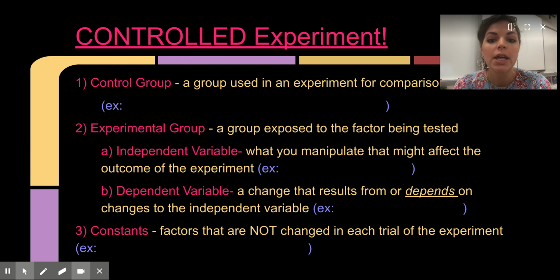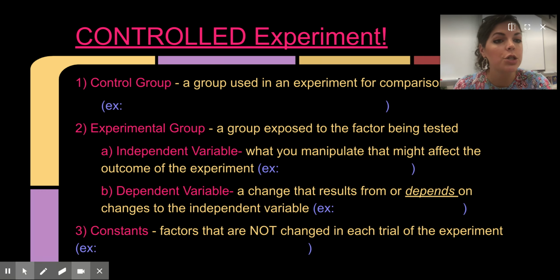Okay, now your dependent variable is a change that results or depends on the independent variable, right? So it's dependent on the independent variable, or it's the outcome of this experiment. So it's the outcome, what we're measuring here. Now, what are we measuring? The dependent variable here is going to be your heart rate, right? So your heart rate while exercising. That is going to be the dependent variable.